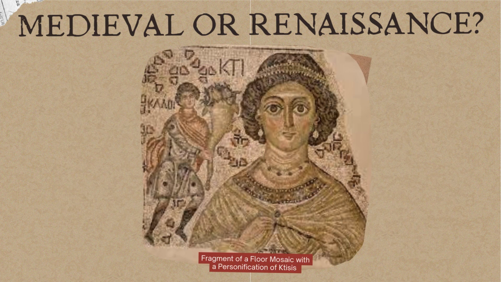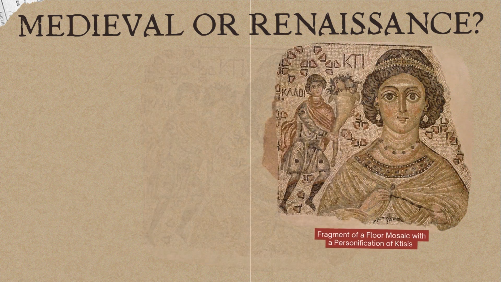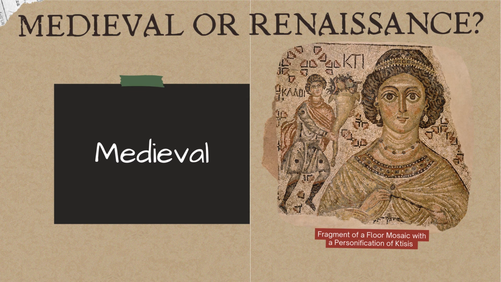The next is going to be a fragment of a floor mosaic. So I'll give you a second here. And this is going to be medieval. So if you said medieval, you are right. So for one, it's a mosaic. That's one of the things that's very common during the medieval period. Number two, you can see this doesn't look realistic at all. The eyes are unproportional, and we don't see much realistic shadows going on.